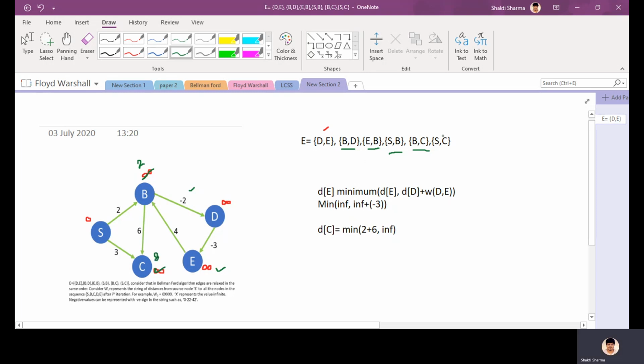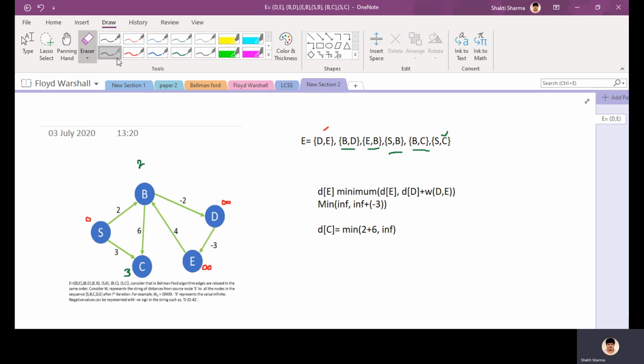Now the next edge we relax is SC. If I see SC, 0 plus 3 is 3, earlier value is 8, so 3 is smaller, and this value will change. So the new value is 3. So this is the first iteration we have completed by relaxing all the edges in the given order. Now I'm removing the previous weights, so it would be simpler to see for the next iterations. So these are the new weights.